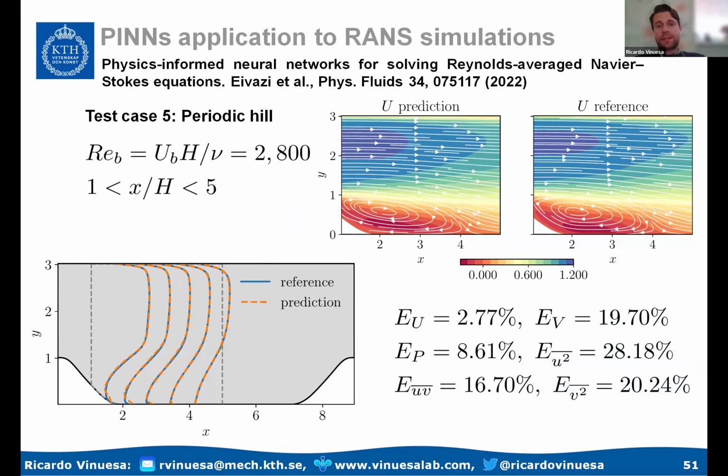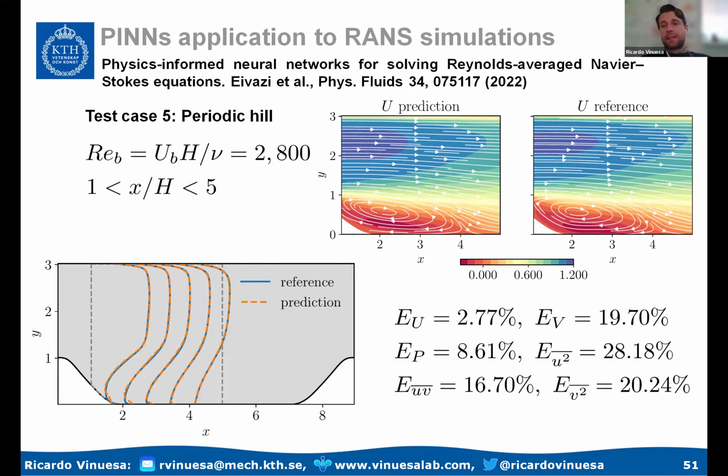So here what I have is quite a smooth detachment and reattachment. I have a quite large region of separation, of recirculation. So this turbulent recirculation bubble is very well reproduced by the PINNs approach. Here I'm showing you the prediction and the reference. The streamlines show the very good agreement between both, and the mean profiles that you can see here reflect the excellent capabilities of PINNs in this complex case.